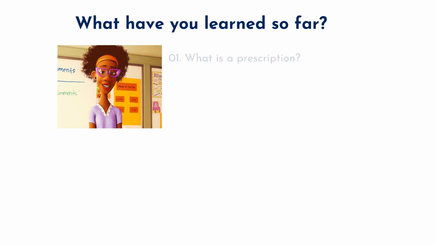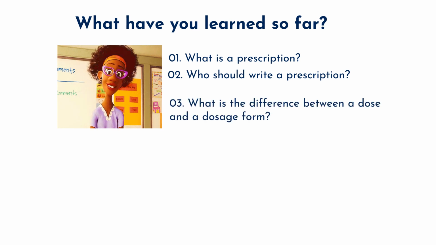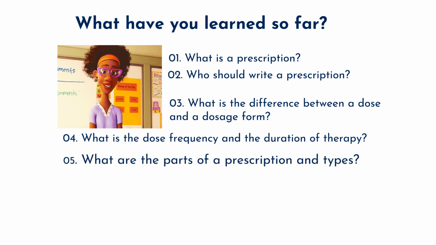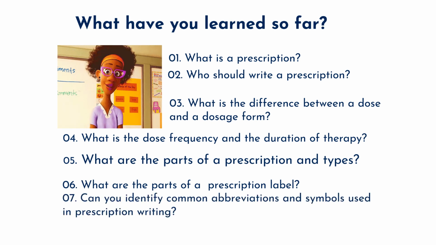During previous sessions, we looked at what is a prescription, who are the persons legally allowed to write a prescription, the difference between dose and a dosage form. We also looked at what a dose frequency is and how that compares to the duration of therapy. What are the parts of a prescription and the different types of prescriptions? And we also looked at what are the parts of the prescription label and also some common abbreviations and symbols that are used in prescription writing.